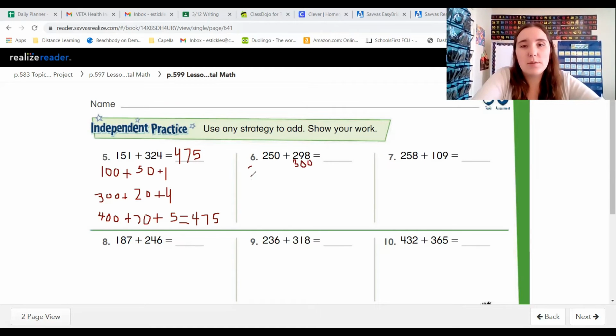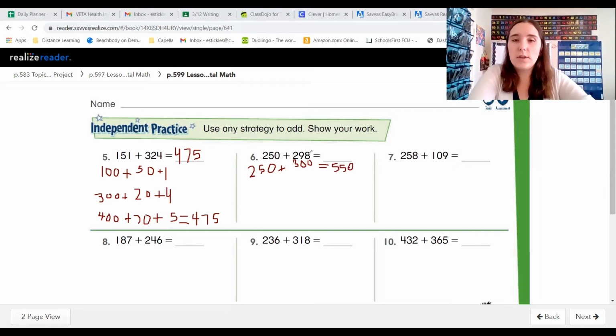So now I'm going to do 250 plus 300. 2 plus 3 is 5, so 200 plus 300 is 500. So that would be 550. And then I added 2 to 298 to make 300, so I need to subtract 2. And I know that 50 minus 2 is 48, so 550 minus 2 is 448. Not 448, 548, there we go, 548. That makes better sense. 548.